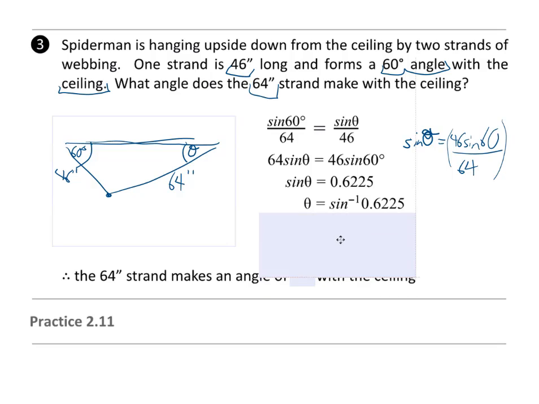And the answer that I got, there we go, is 38.5 degrees. And because it is an angle, we round to the nearest degree. And if it's 38.5, it should be 39 degrees.